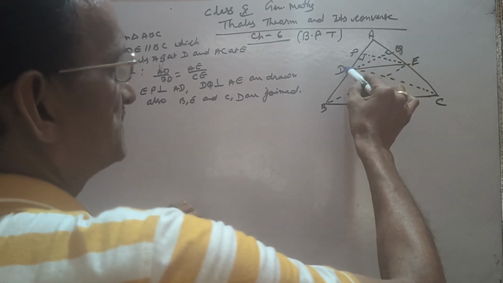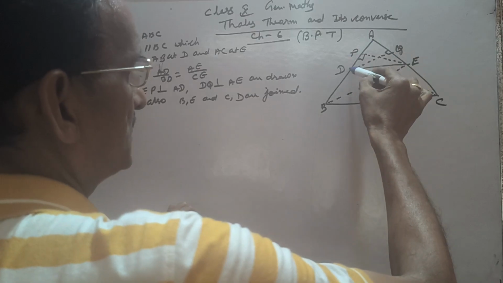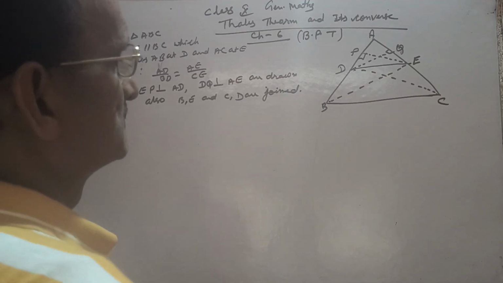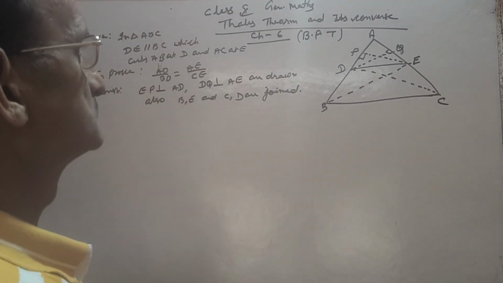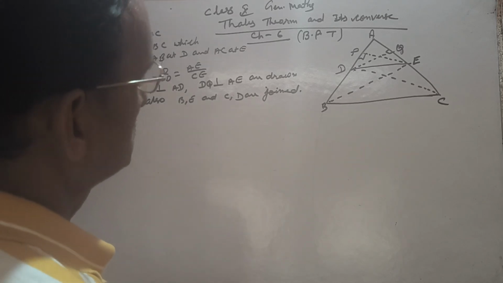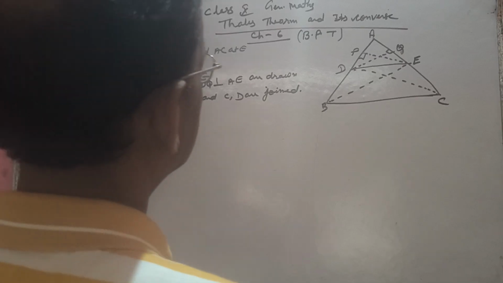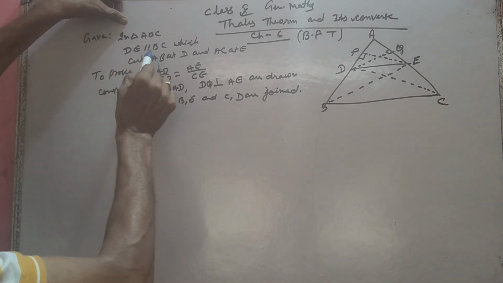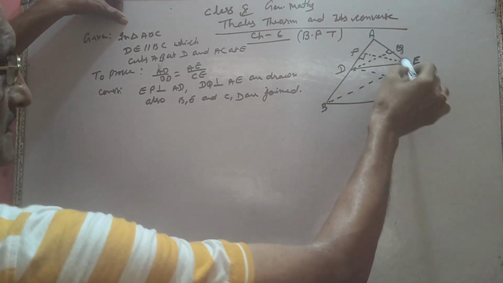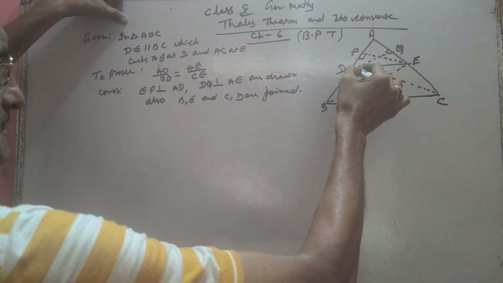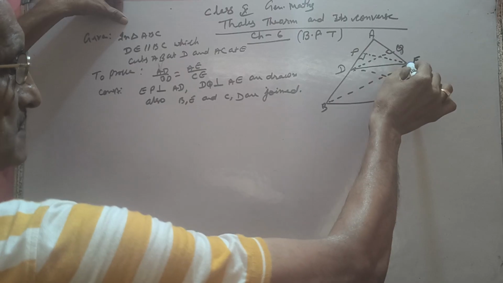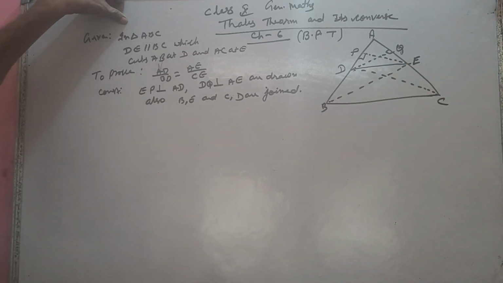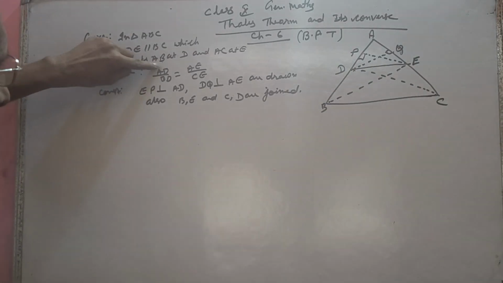What does proportionally mean? If DE is parallel to BC, then we have AD by BD equal to AE by CE. Okay? So first let us discuss the proof of this theorem, then how it can be used, and then other things. Given: in triangle ABC, DE is parallel to BC, which cuts AB at D and AC at E. We need to prove AD by BD is equal to AE by CE, means AD is to BD is equal to AE is to CE. The ratio is a fraction only.